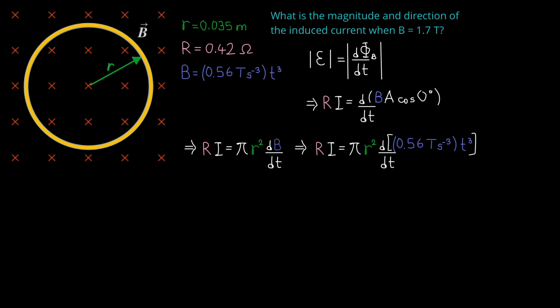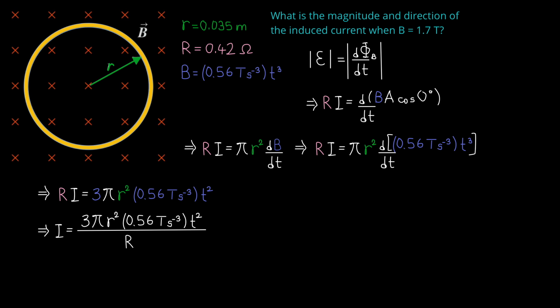So in the next line, let's take the derivative of the magnetic field with respect to time and rewrite our equation. The magnetic field function is proportional to t cubed, so when we take the derivative, we get a factor of 3t squared. And then we rearrange our equation to isolate I, the induced current.